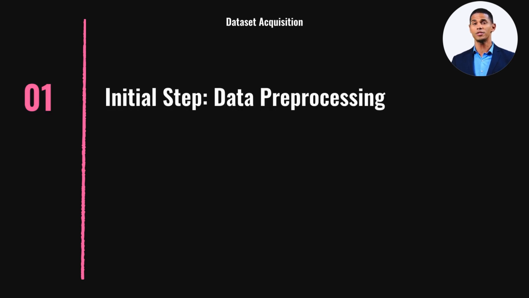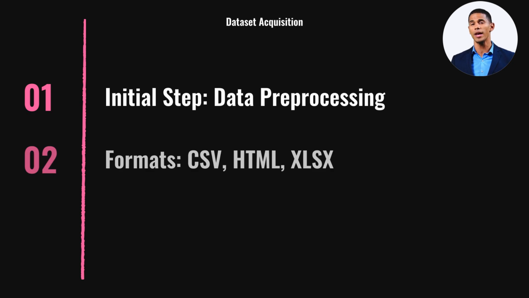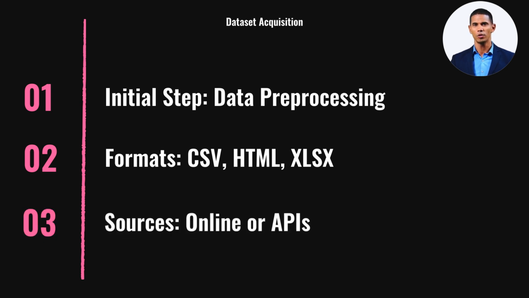Obtaining the dataset is the initial step in data preprocessing. Datasets can be in formats like CSV, HTML, or XLSX, with CSV being popular for its simplicity. They can be sourced online or created using APIs. Proper dataset acquisition is crucial for effective data preprocessing and subsequent machine learning model development.